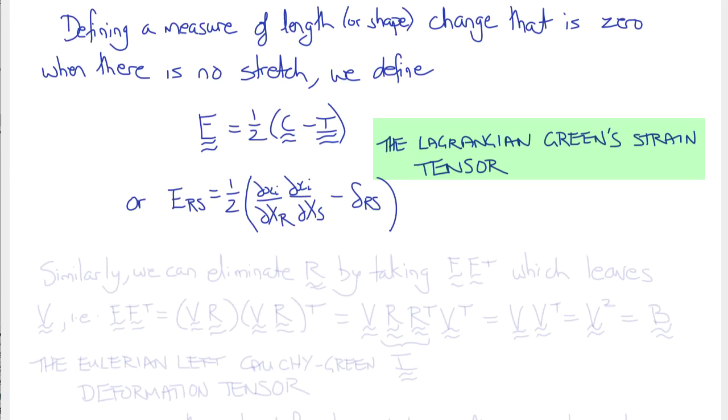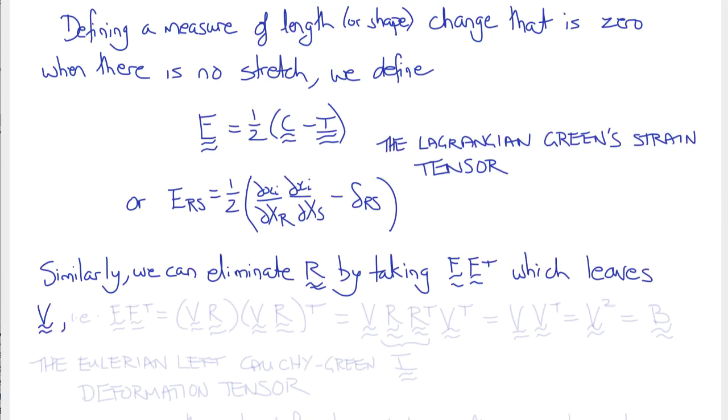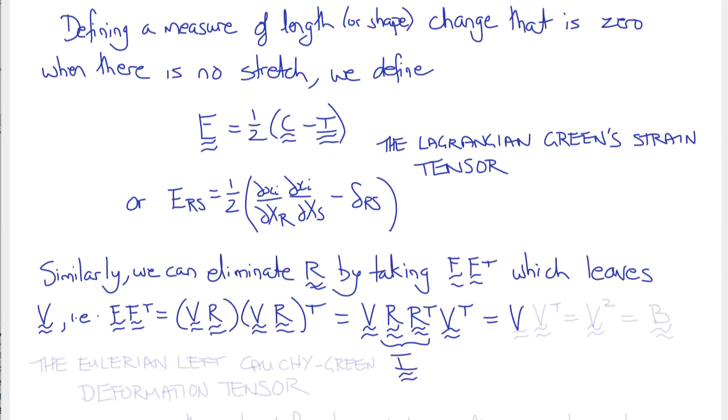So similarly, we could also eliminate R from F by taking the product F F transpose instead of F transpose F. This now, instead of leaving U, leaves V, i.e. F F transpose equals VR times VR all transposed, and that's VR times R transpose V transpose. And again, we have R transpose R in the middle, which is I, the identity tensor, which leaves us V V transpose, or since V is symmetric, leaves us V squared. And this quantity is called B, the Eulerian left Cauchy-Green deformation tensor.